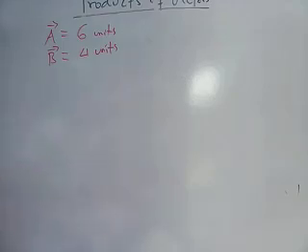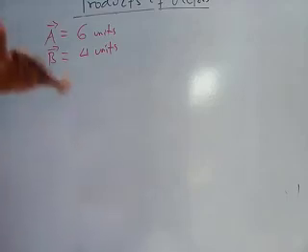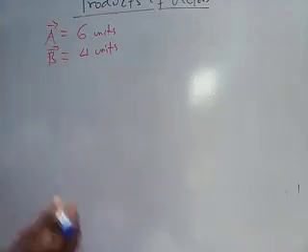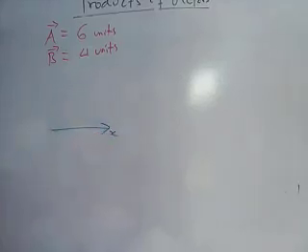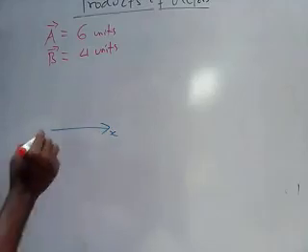Vector B has a magnitude of 4 units and lies in the xy plane. That means it is not directed along the x-axis, not along the y, and not along the z, just between x and y. Vector A is on the x-axis. If here is the x-axis, vector A lies here.